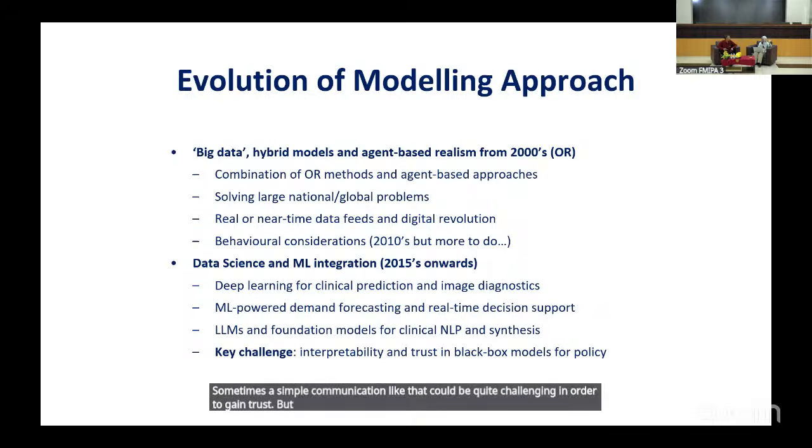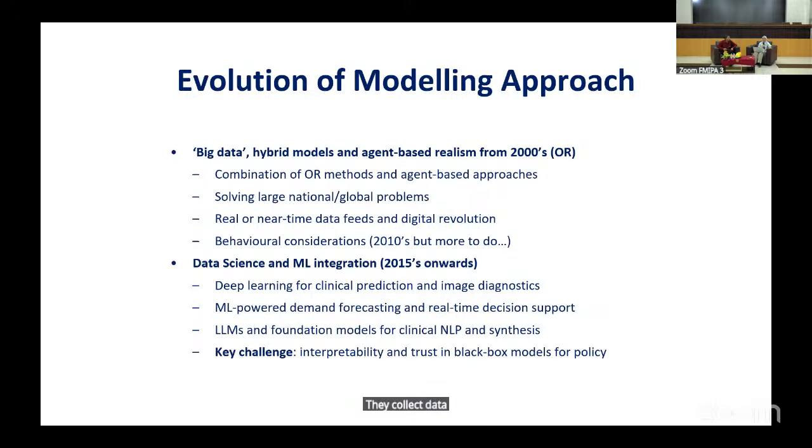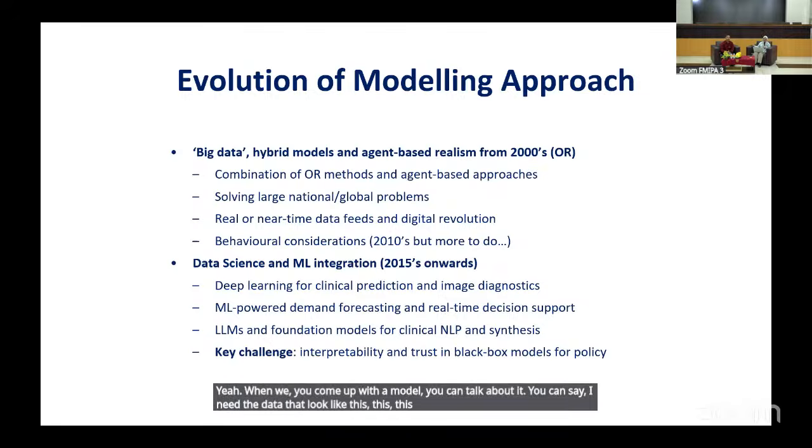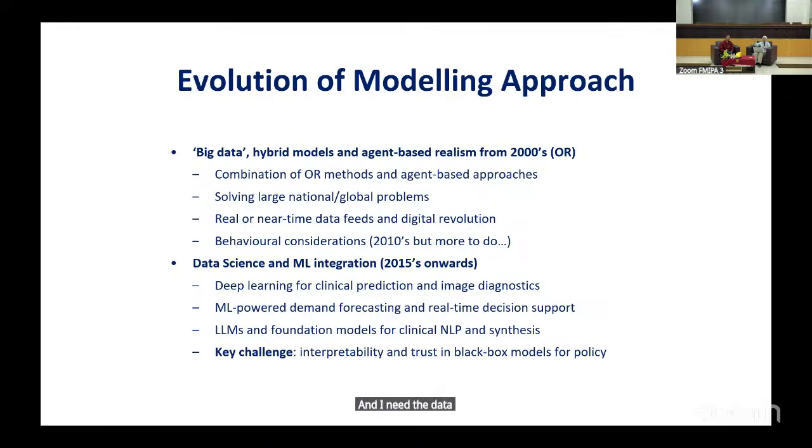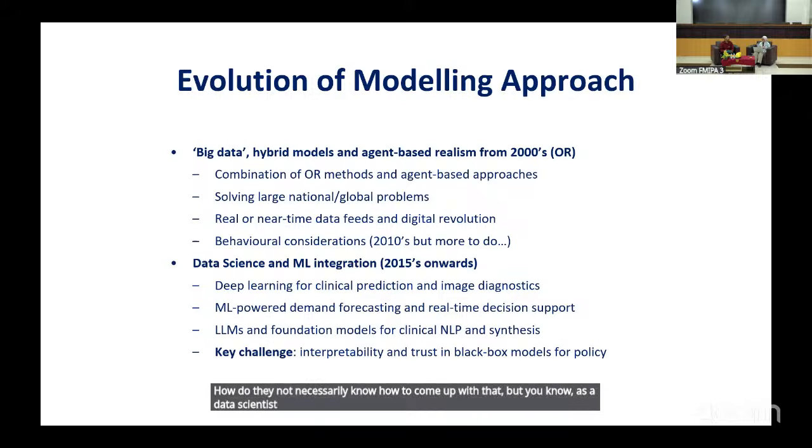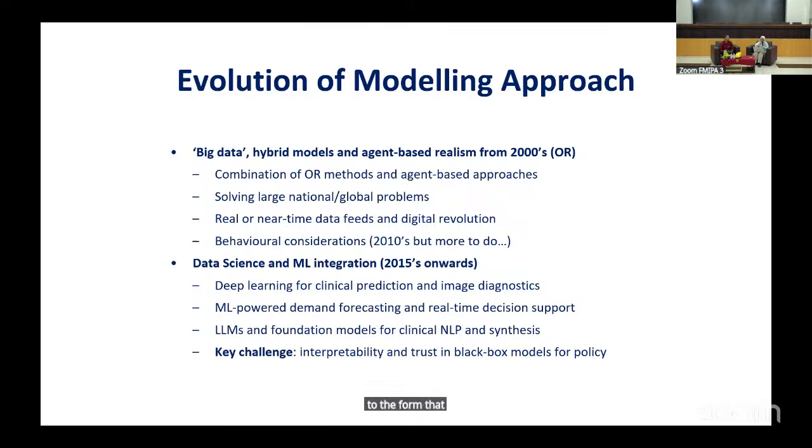But they collect data. They have a lot of data. The thing is, they don't necessarily know how to deal with the data. When you come up with a model, you can talk about it. You can say, I need data that looks like this, and I need the data at the end to look like that. They don't necessarily know how to come up with that, but as a data scientist, you know how to process the data, from the raw data to the form that you need to feed into the model, and that's where you come in.